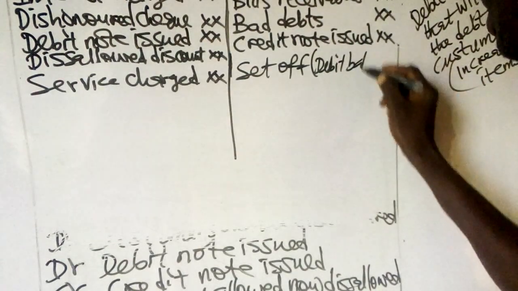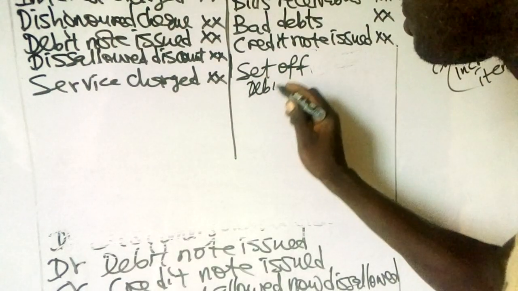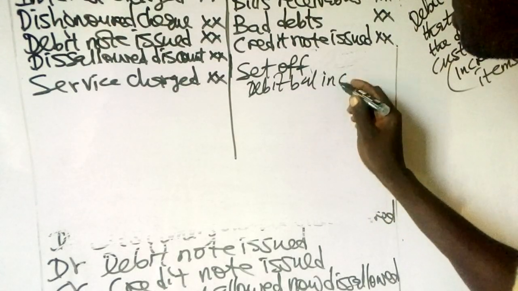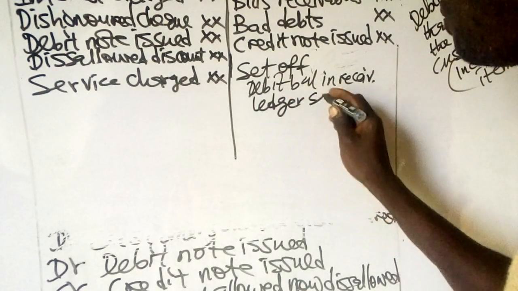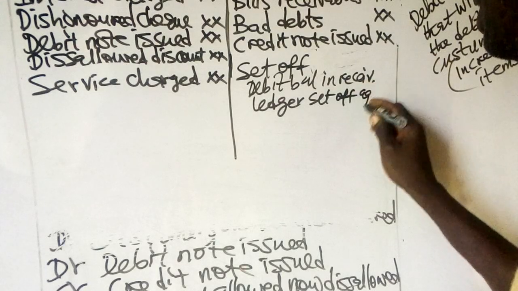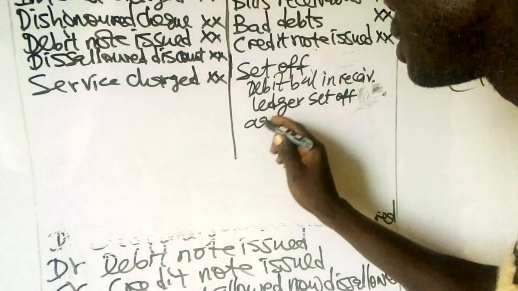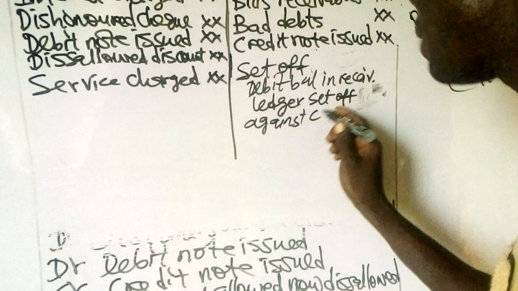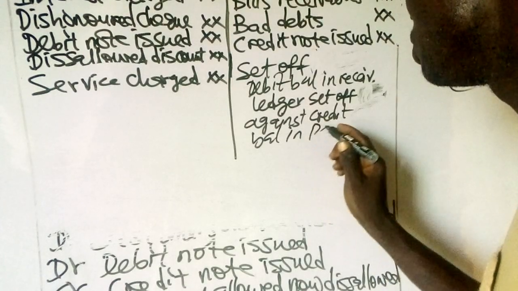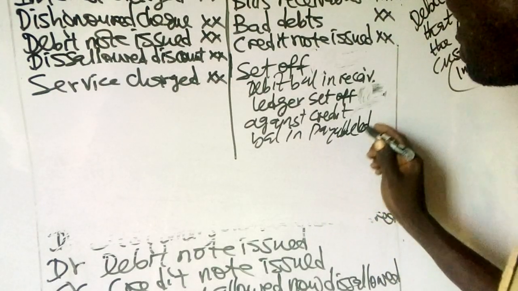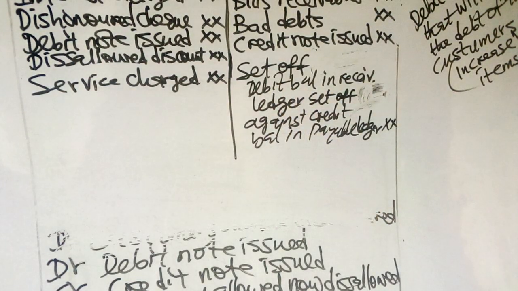That is, debit balance in receivable ledger set off against credit balance in payable ledger. This is a debit balance in the receivable ledger, and you set it off against the credit balance in the payable ledger.